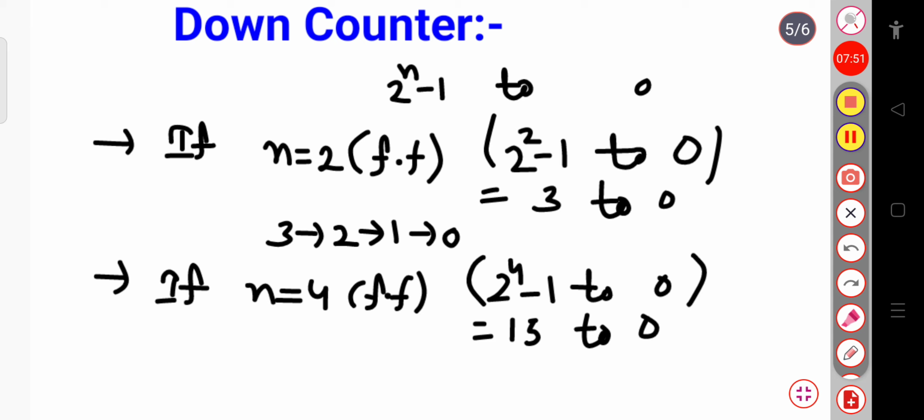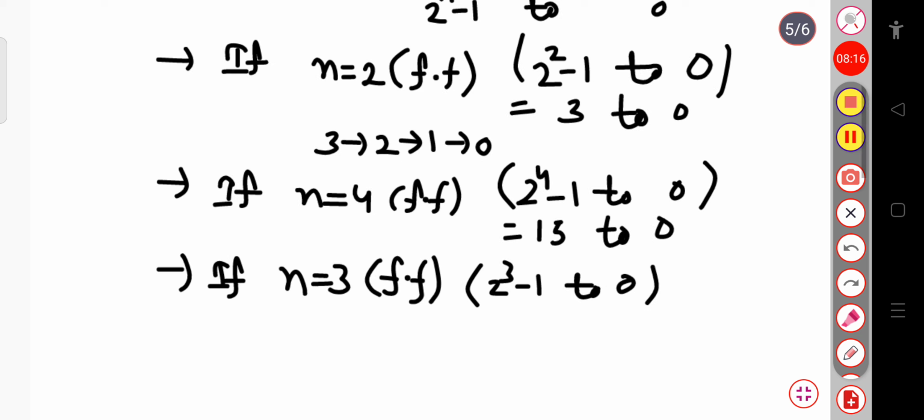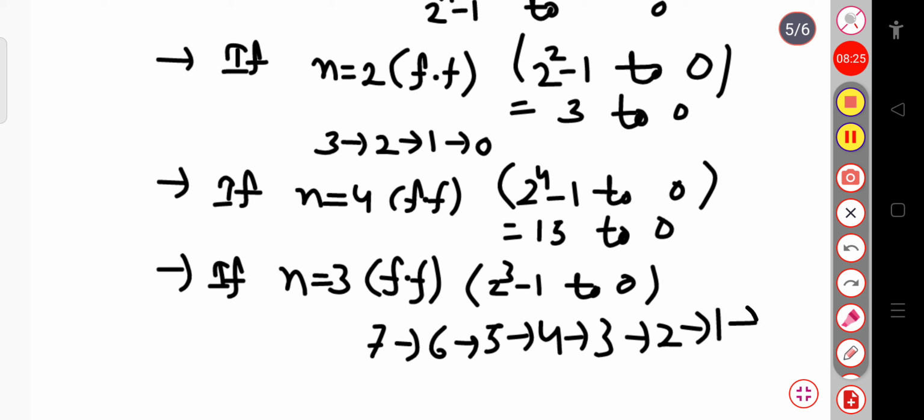And similarly, you can see that here I am just missing n equals 3. If n equals 3, there are 3 flip-flops we are using in a counter, then it will count from 2 power 3 minus 1 to 0. It means that 2 power 3 means 8, 8 minus 1 is 7, 7 to 0 it will count. It means that 7, then 6, 5, 4, 3, 2, 1 and 0. It will count in this way.